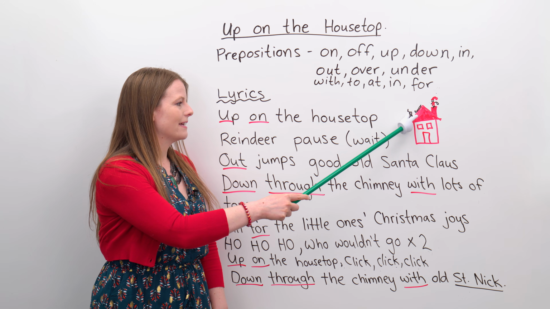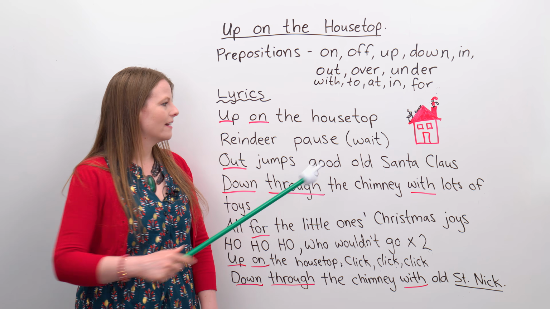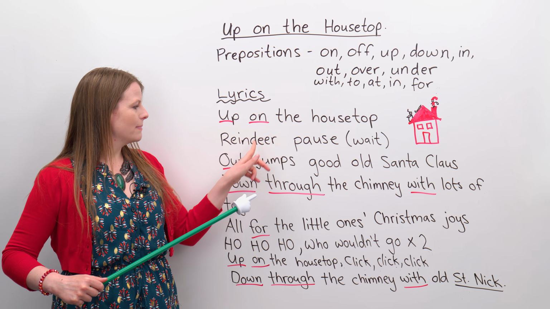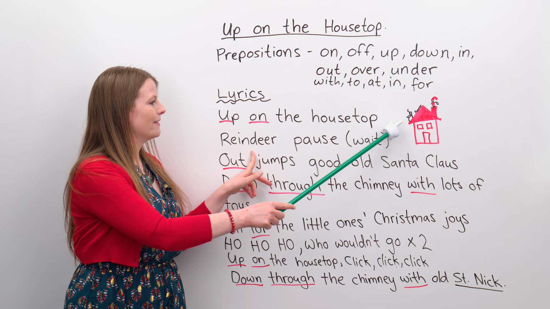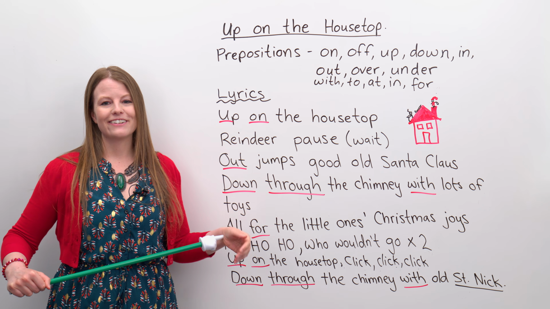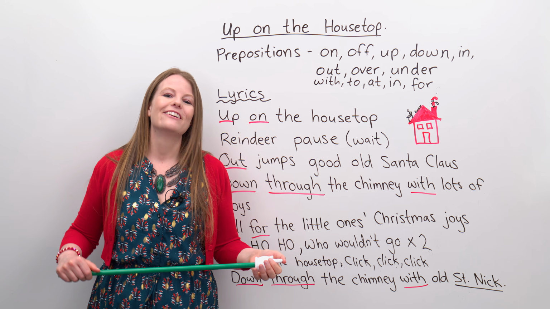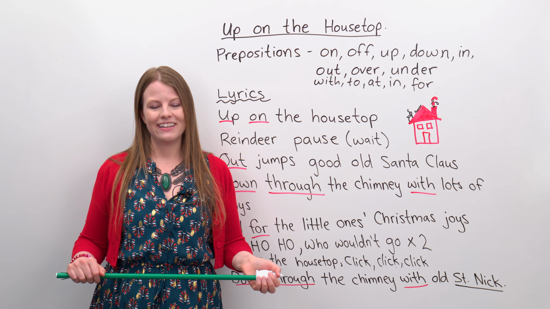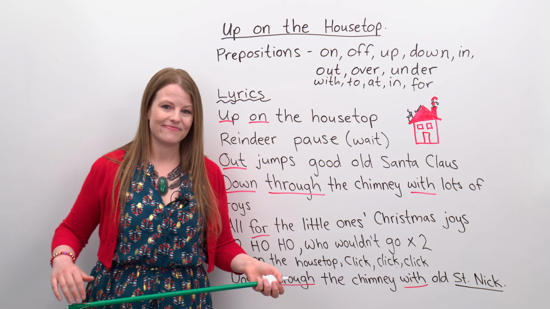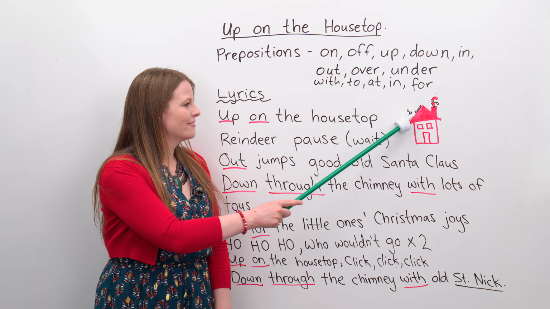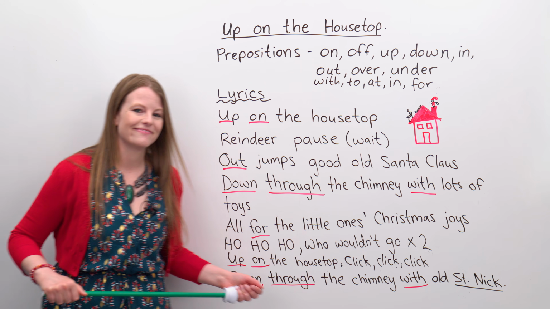Up, and we're saying up because the roof is high. Up on the housetop, we use on because something is on the roof. What's on the housetop? Well, first we see reindeer. I know it kind of looks like an ant here, but it's supposed to be a reindeer. Reindeer are a type of animal that Santa uses to pull his sled. So we have our reindeer, we have Santa's sled, and this man up here is Santa Claus.